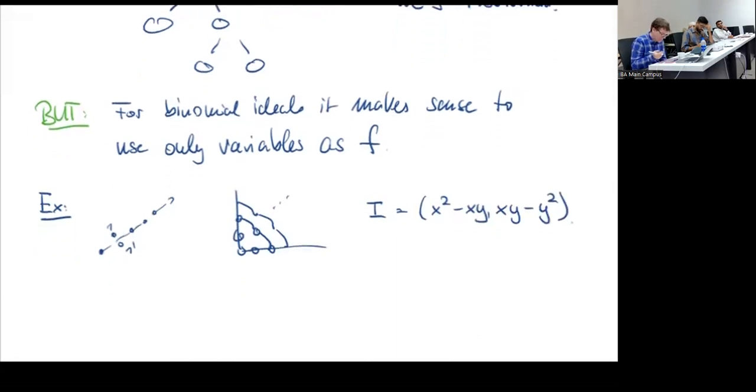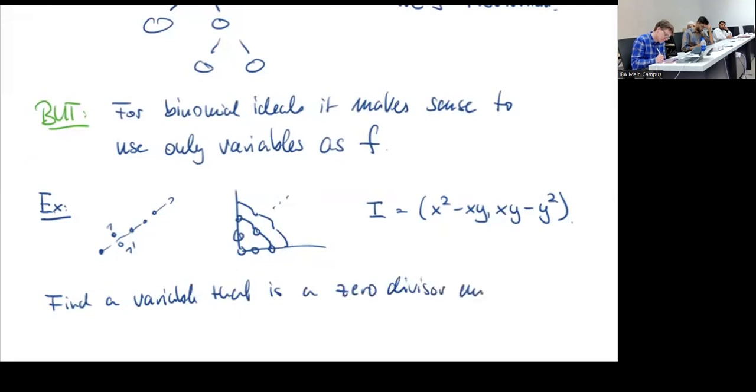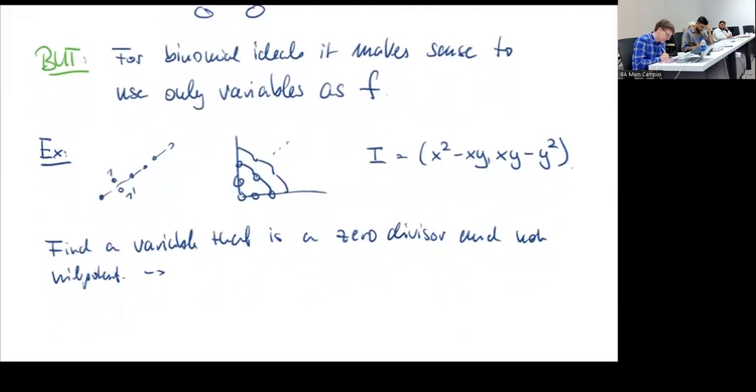Okay, so now my exercise is: find a variable that is a zero divisor and not nilpotent. Then split. What do you find? You get a decomposition of I. What is it?